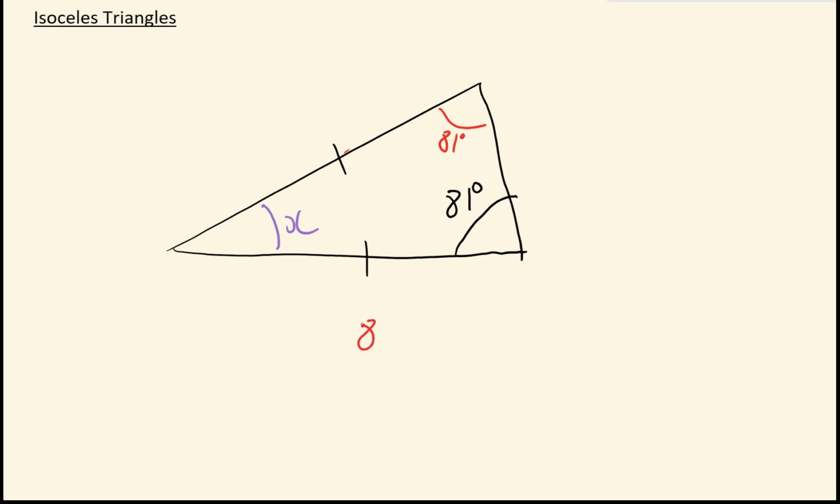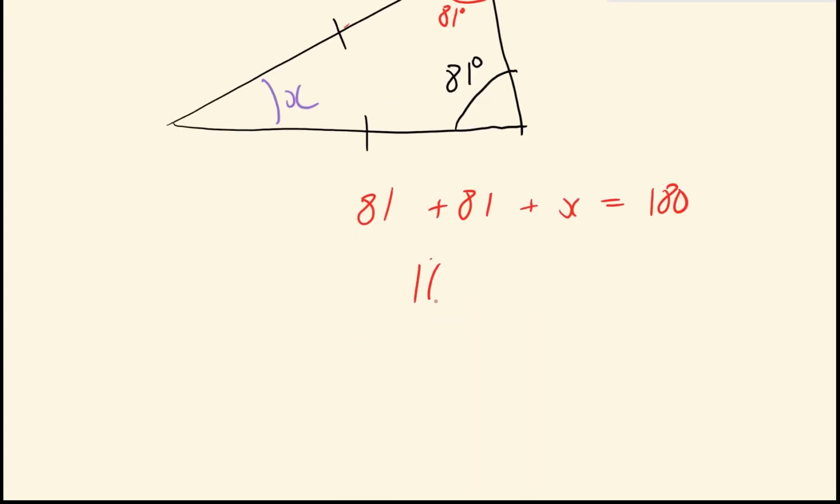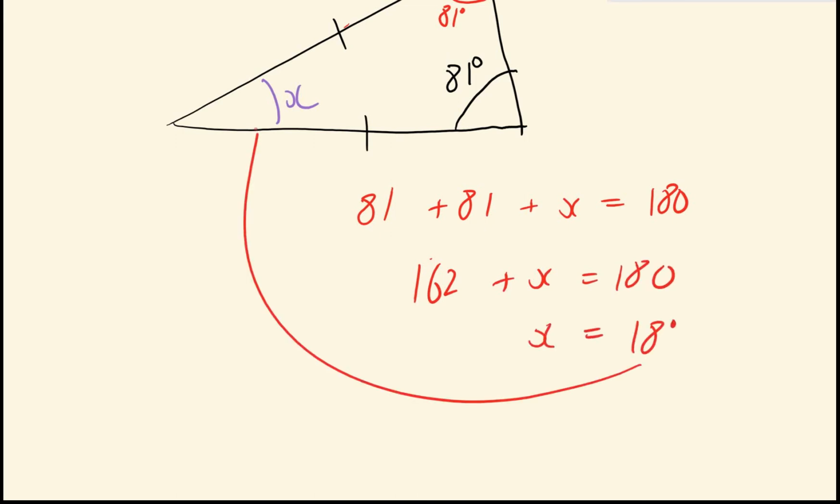Now we've got that, we can use the same fact as before, which is that angles in a triangle add up to 180 degrees. So you add up the angles you know, and then take that away from 180, and here x is going to be 18 degrees.